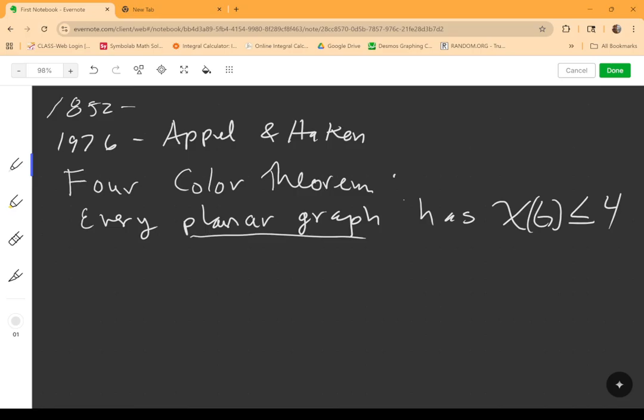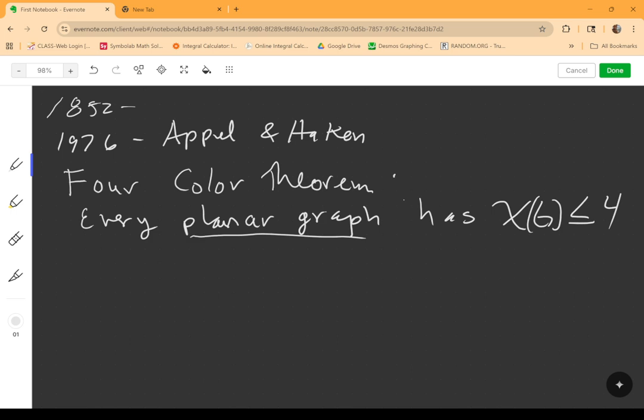So every planar graph has chromatic number less than or equal to 4. Again, depending on what the planar graph looks like, maybe it takes 2 colors, maybe it takes 3 colors, but 4 would be the absolute max here.